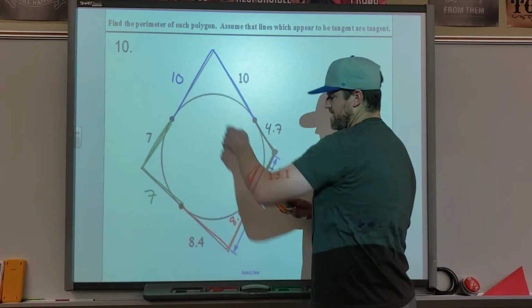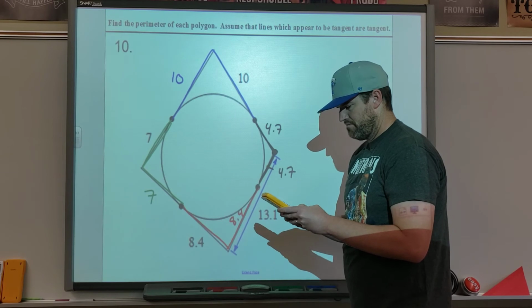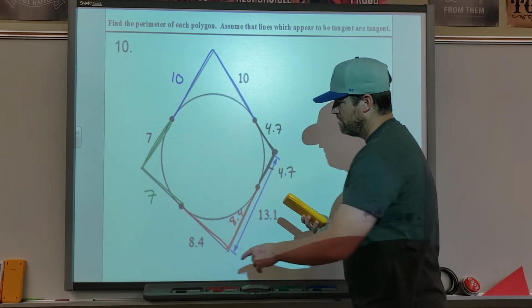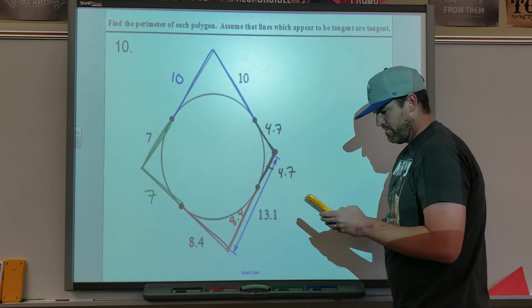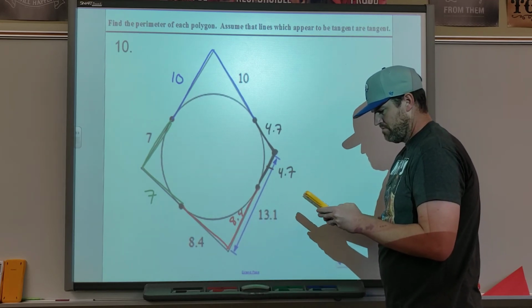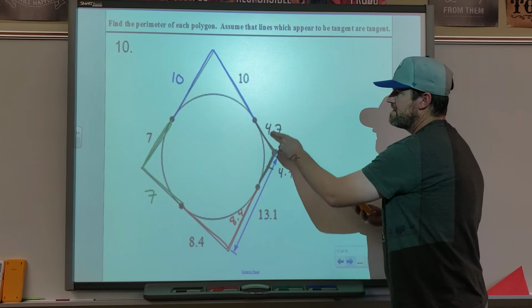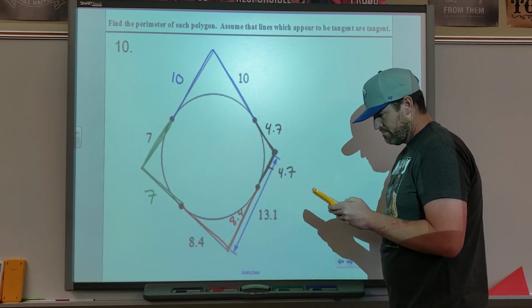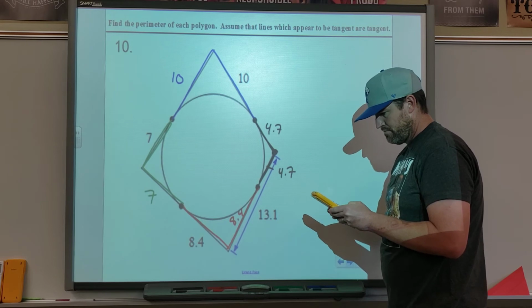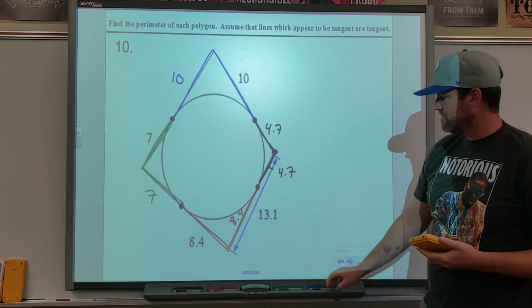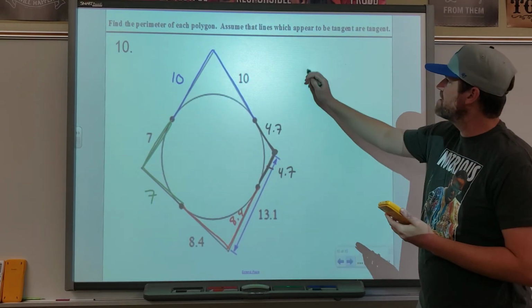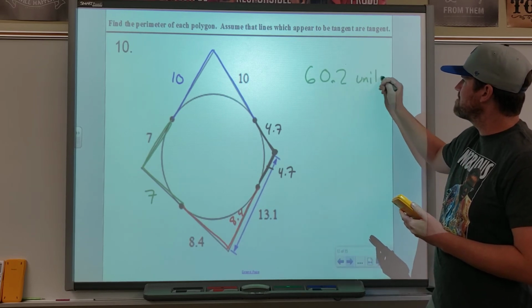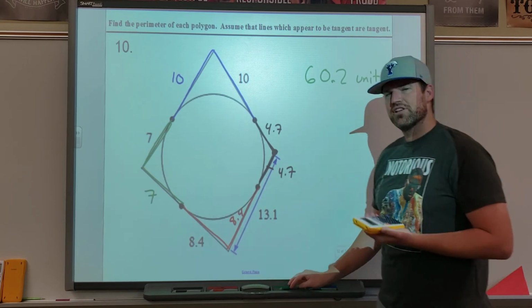So 10 plus 10 is 20, plus 7 plus 7, plus 8.4 plus 8.4, plus 4.7 plus 4.7, and we get a grand total of 60.2 units.